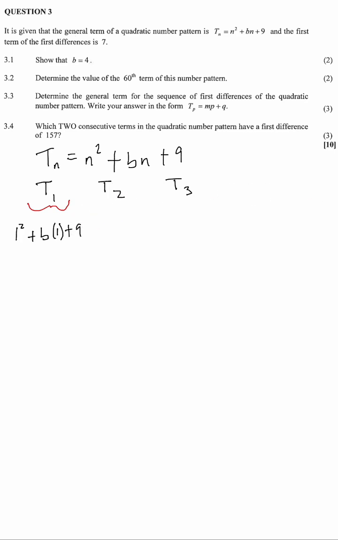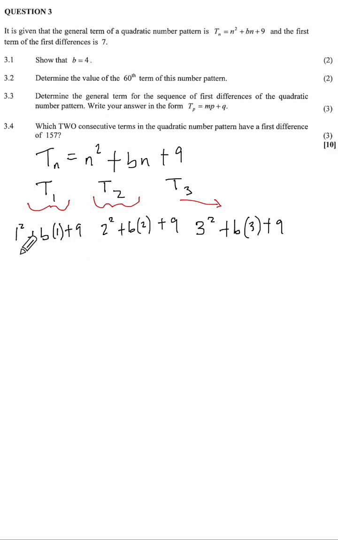And then to get T2, I would substitute 2 there. So then I would have 2 squared plus b times 2 plus 9. And again, to have T3, I would substitute 3. So I would have 3 squared plus b times 3 plus 9.